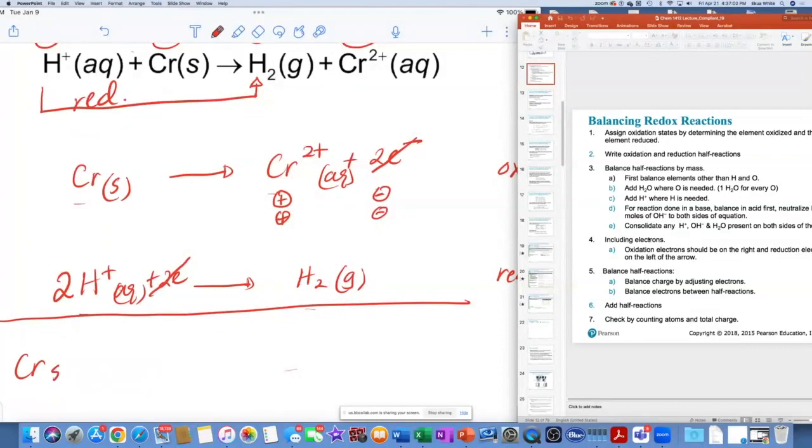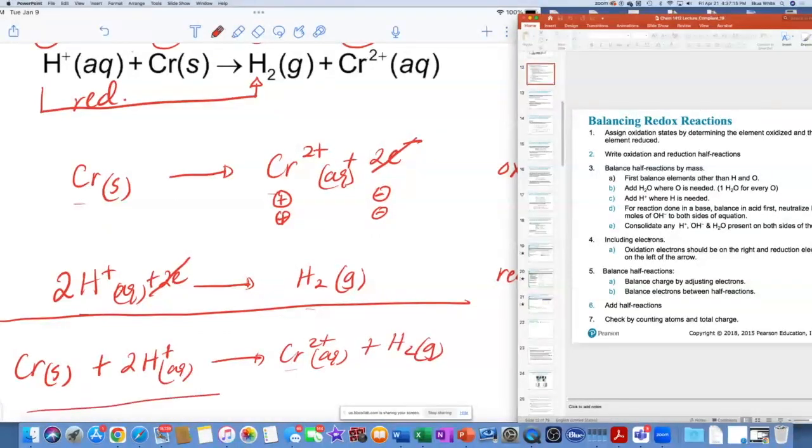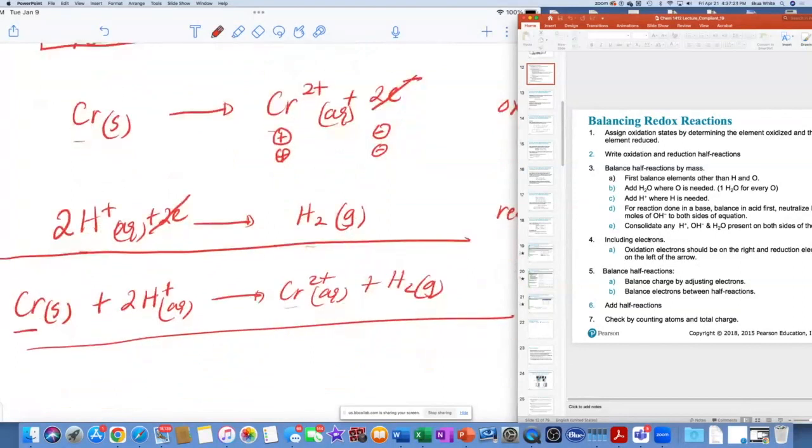So here I have CrS plus 2H+ to give me Cr2+ (aq) plus H2 gas. And this right here is balanced. The reactions that don't have oxygen in them tend to go a lot quicker. So when you check here, you have 1 chromium, 1 chromium, 2 hydrogens, 2 hydrogens. The overall charge, you have 2 plus here, here we have 2 plus. So really, this is balanced in atoms and is balanced in charge.